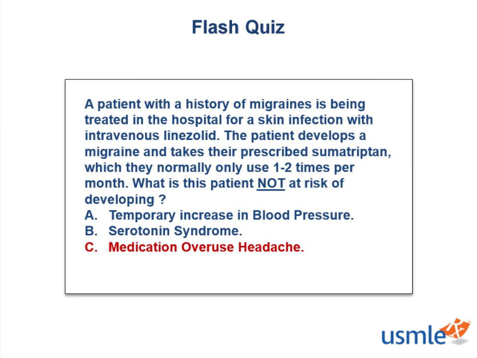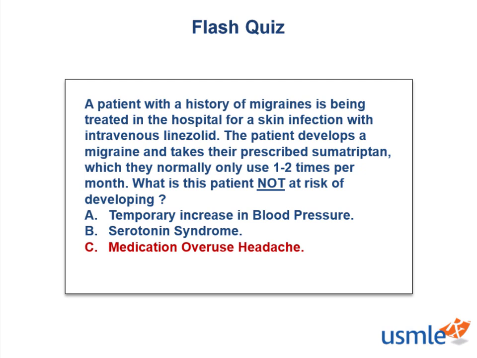The answer is C. This patient is not at risk of developing a medication overuse headache. The patient only takes their acute abortive medication, sumatriptan, 1 to 2 times per month normally, which is much less than 10 times per month, which, at that frequency of use, would increase their risk of a medication overuse headache.